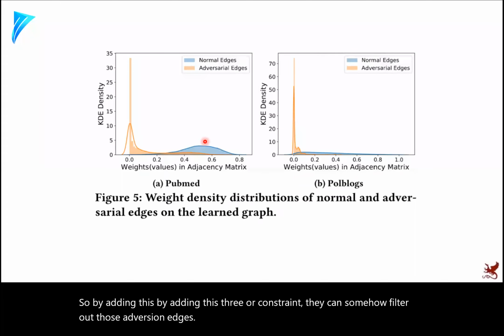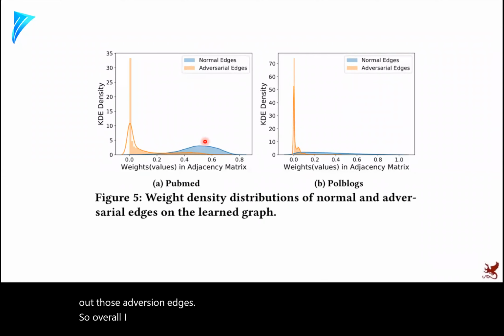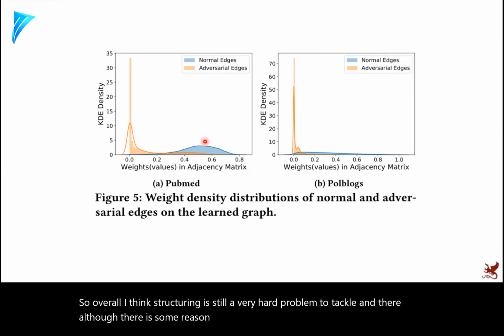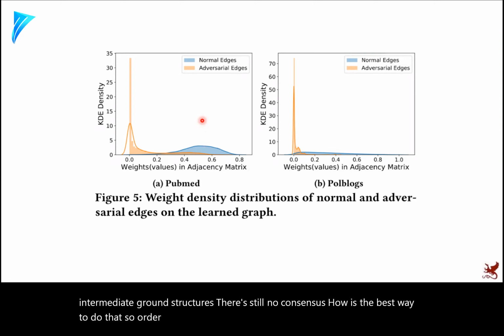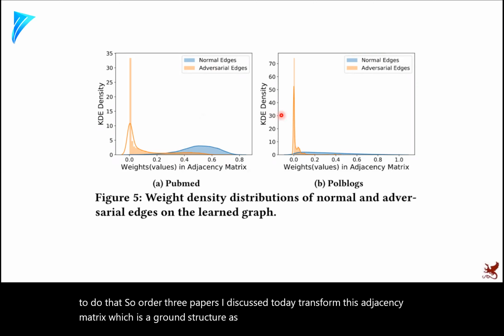So overall, I think structured learning is still a very hard problem to tackle. Although there are some recent works trying to get better intermediate graph structures, there's still no consensus on what is the best way to do that. So all the three papers I discussed today transform the adjacency matrix, which is the graph structure, into parameters so that we can directly optimize it with some objective.